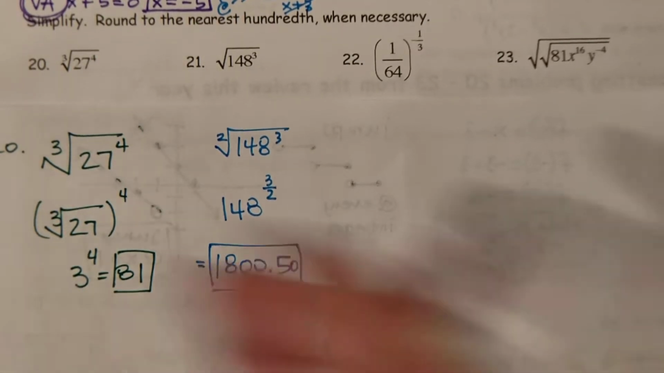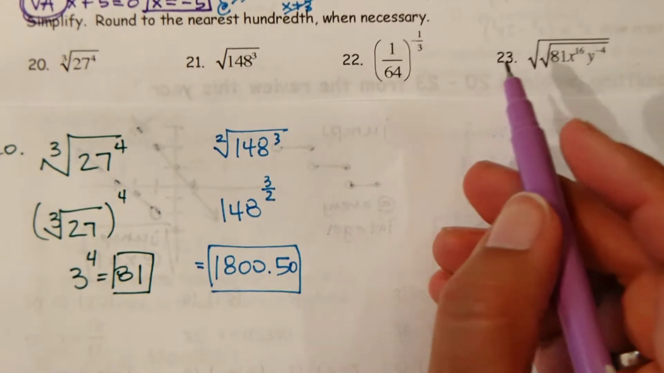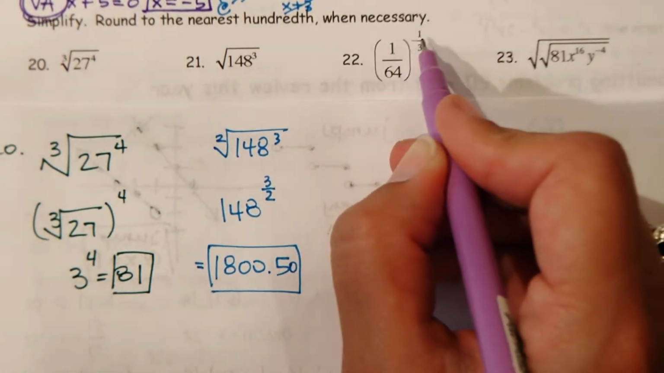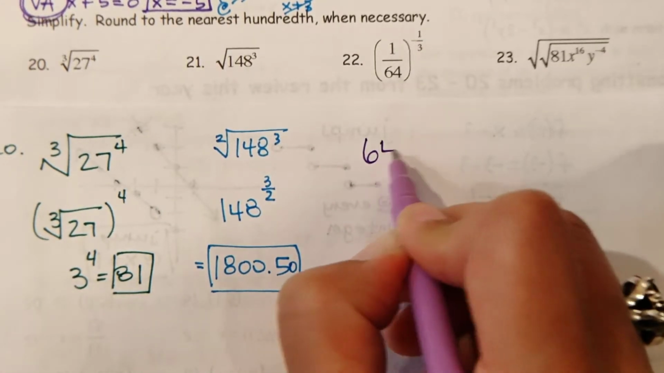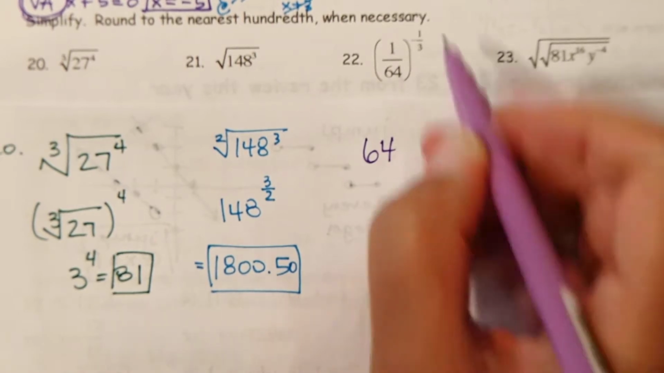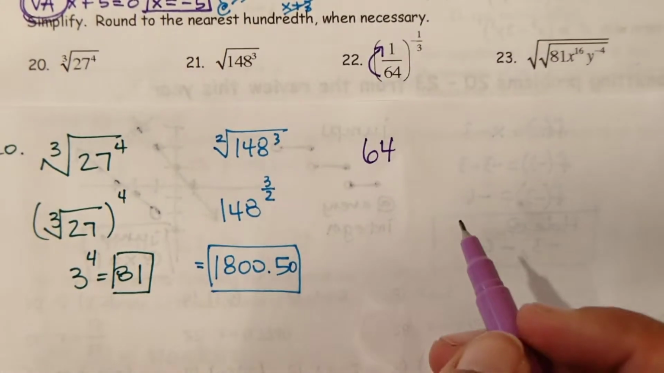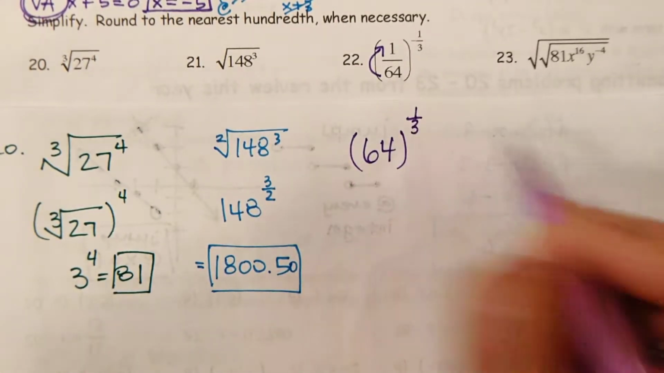Okay, next one. 1 over 64 to the negative 1/3. So what we're going to do, in order to get rid of this negative exponent, I'm going to flip 64 into the numerator in order to make the power positive. So this is going to become 64 to the 1/3.